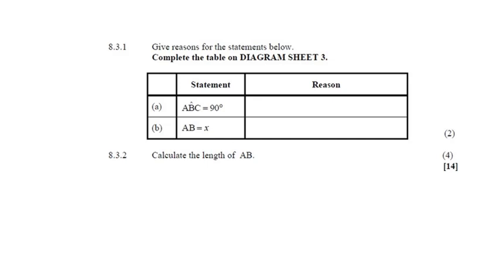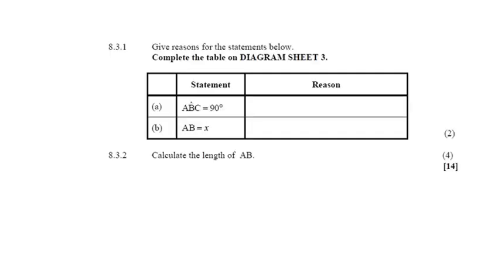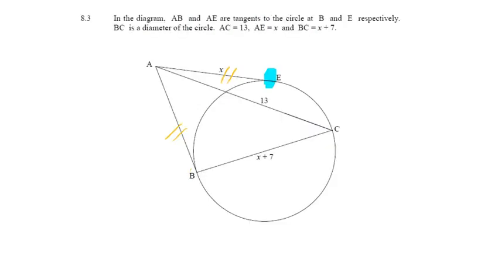They say give reasons for the statement below. Are we doing 8.3? Yeah, 8.3.1. They say ABC is equal to 90. That angle B, they are saying it's 90. Okay, I agree that it's 90. This is a right angle triangle. You see that? But why are you saying it's 90?